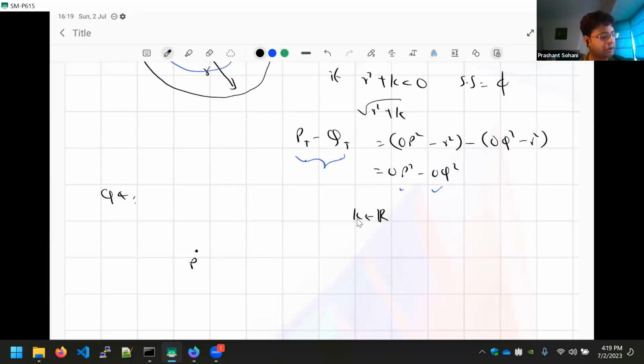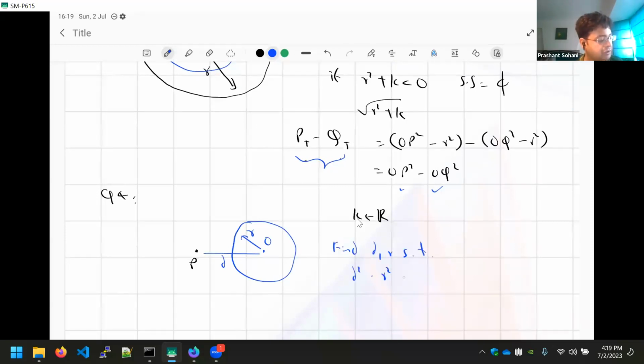So the setup is exactly the same, right? Again, there is some circle I have to locate. So in fact, I have to locate this pair of numbers, small d and small r, such that d square minus r square is equal to k.